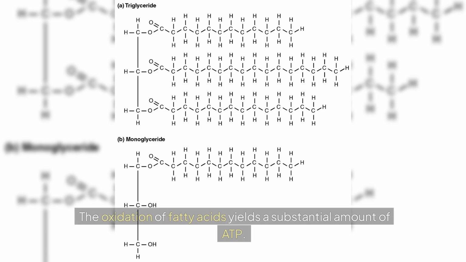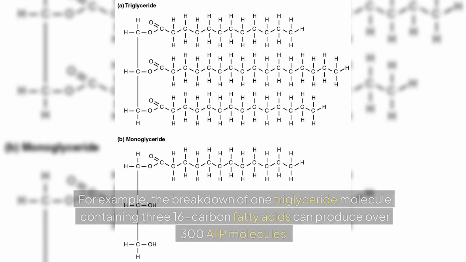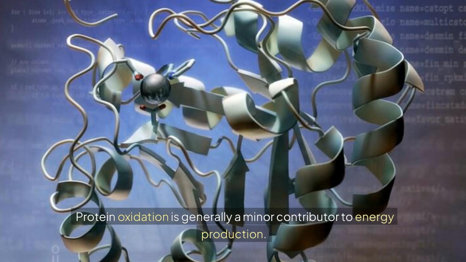The oxidation of fatty acids yields a substantial amount of ATP. For example, the breakdown of one triglyceride molecule containing three 16-carbon fatty acids can produce over 300 ATP molecules. Protein oxidation is generally a minor contributor to energy production.